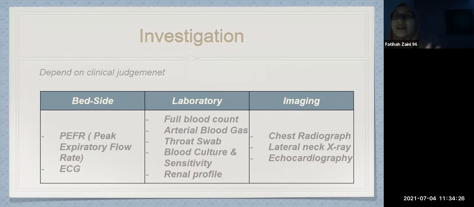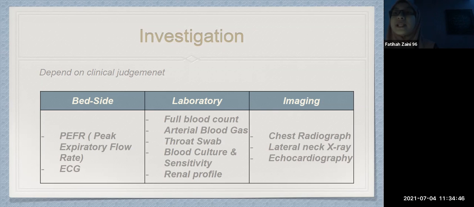We know that most of the time the patient will have poor feeding. So the poor feeding might cause the patient to have electrolyte imbalance. So that is very important to perform renal profile as one of the laboratory investigations. And the next one is imaging. So imaging, there is chest radiograph, lateral neck X-ray, and echocardiography.